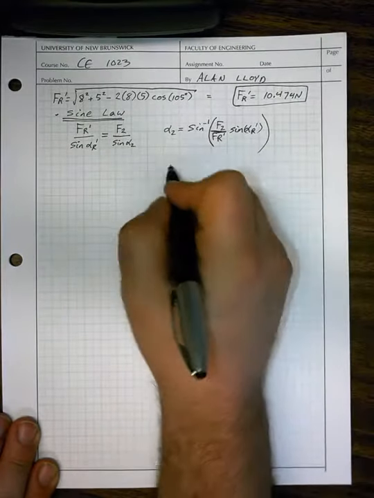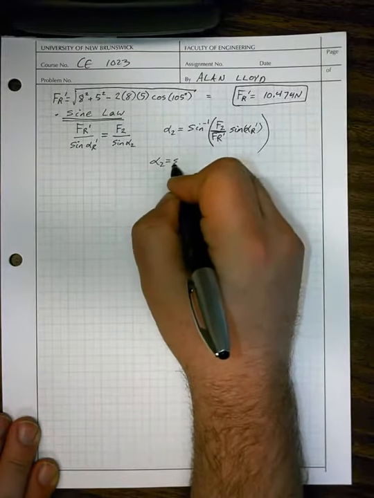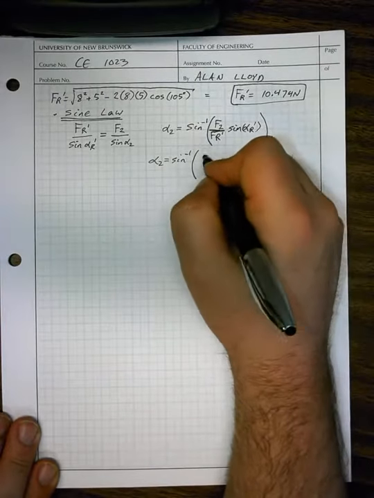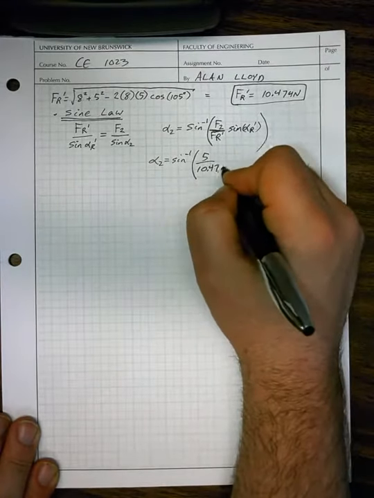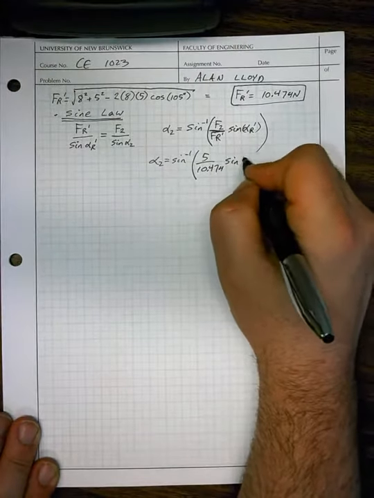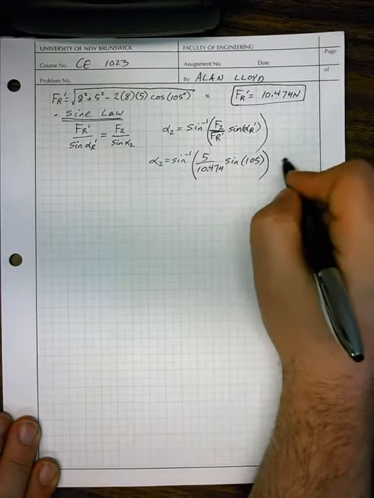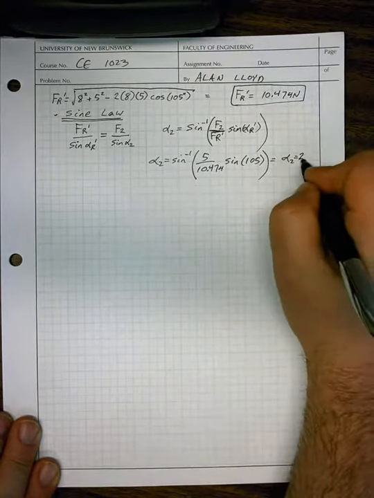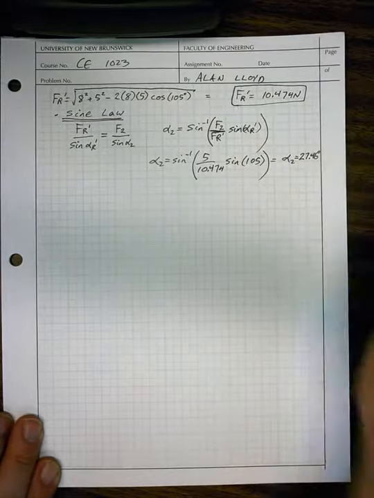And if we plug in our values, we can say that alpha 2 is equal to the arc sine of 5 over 10.474 times sine 105 degrees. And this gives us alpha 2 is equal to 27.46 degrees.